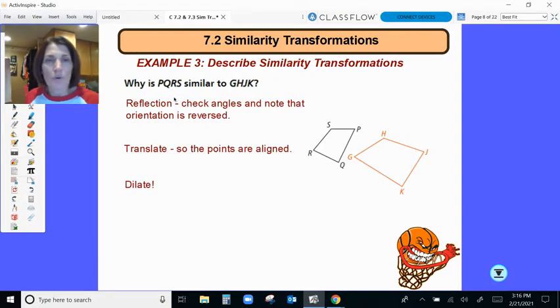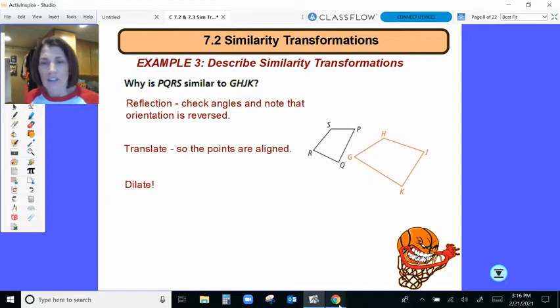So why is PQRS similar to GHJK? First of all, one hint to look at here is if I look at angle S, it corresponds to angle H, but then also angle P corresponds to angle G. You can kind of see that. P is on the right-hand side of S, but G is on the left-hand side of H. So we know that there has to be a reflection there. So that's why it says check angles and note that the orientation is reversed. So we want to make sure we reflect there. Then we can translate it till the points are aligned and then dilate it.